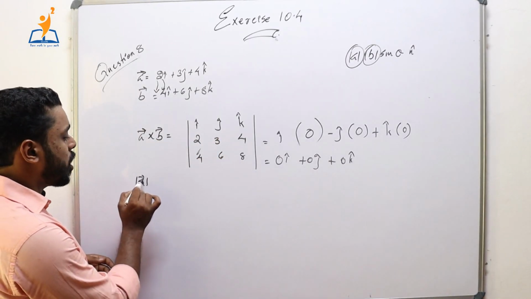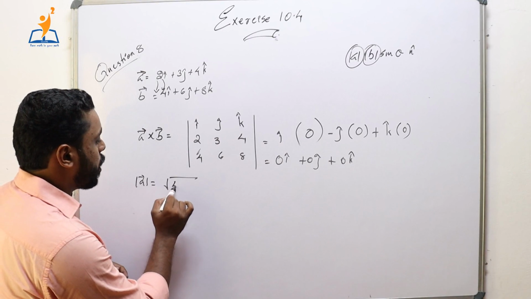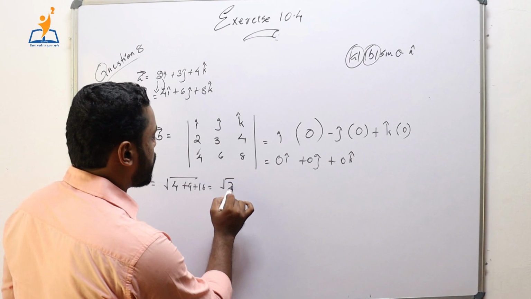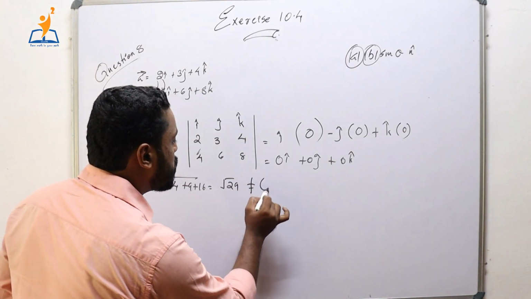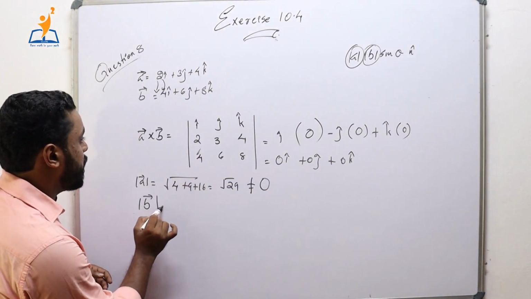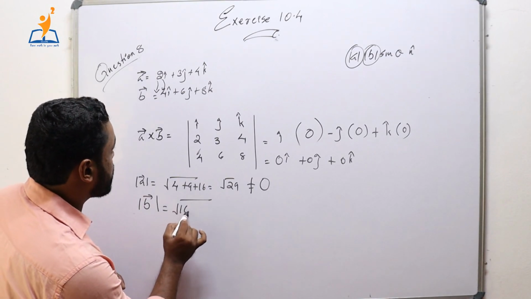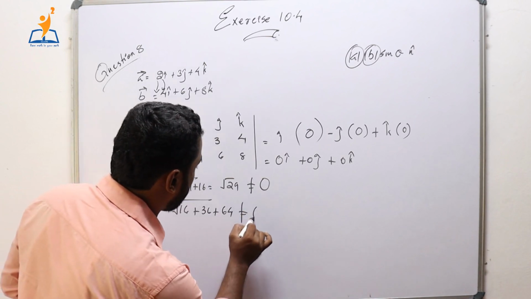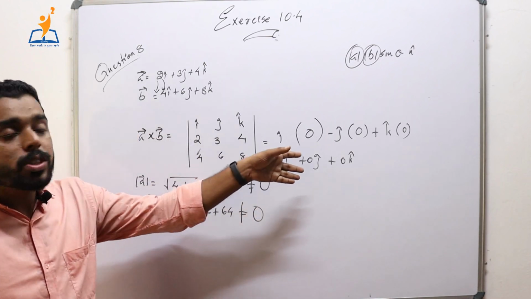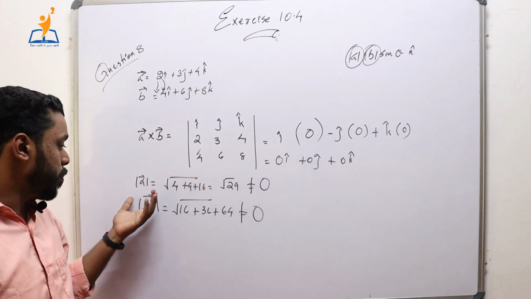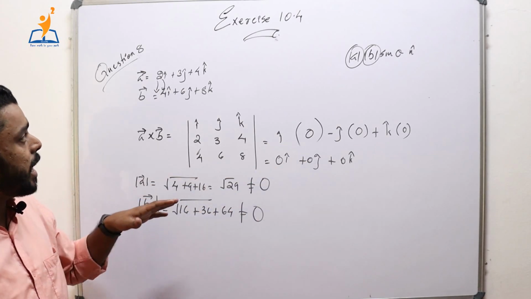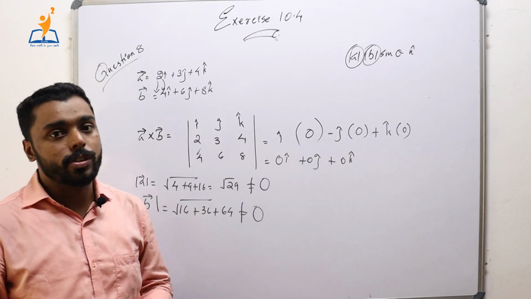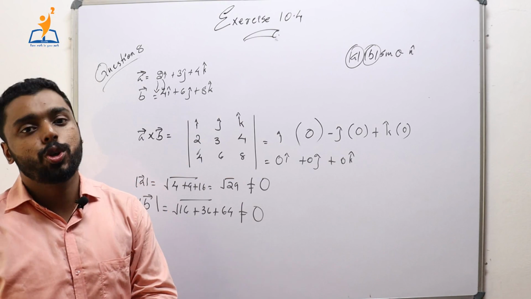Now mod A is equal to root of 4 plus 9 plus 16, which is root 29, not equal to 0, and mod B is equal to root of 16 plus 36 plus 64. It is again not equal to 0. See, A cross B is obtained as 0, but mod A and mod B are not equal to 0, which means that even though A cross B is equal to 0, A and B need not be equal to 0. The converse need not be true.